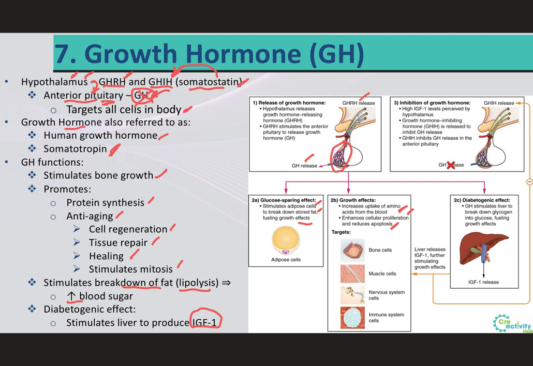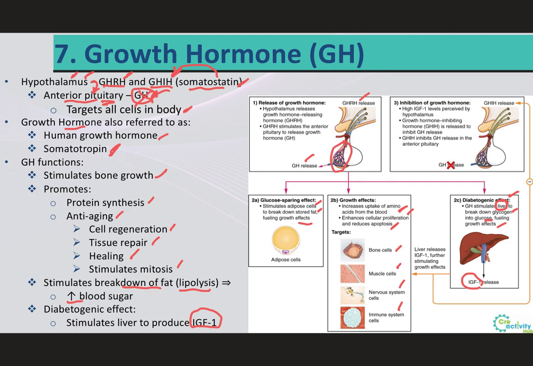All this will target specific cells and will help them to grow and divide and be healthy. And these target cells are bone cells, muscle cells, the cells in the nervous system, and also the immune cells. In addition, we have the diabetogenic effect, where it will stimulate the liver to produce proteins that are called insulin-like growth factors, and these proteins will stimulate even further the growth effects.